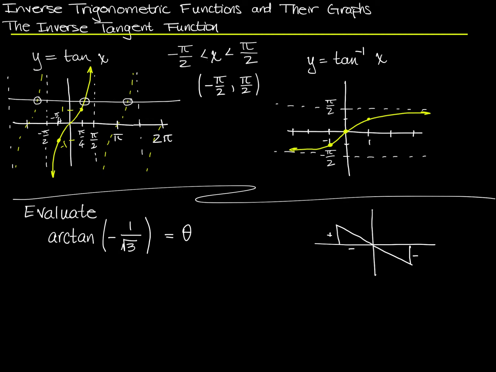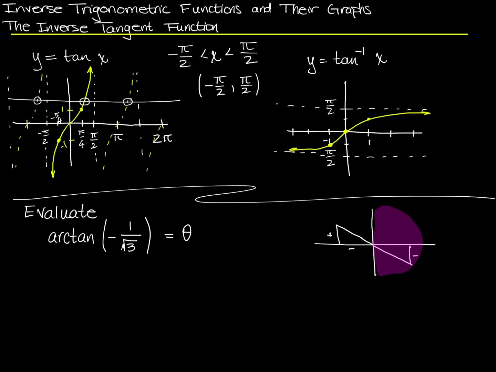The thing is, we are only allowed to play with arctangent in quadrants 4 and 1, much like sine. The difference here is I can't let my angle be either negative pi over 2 or pi over 2, so I can't go all the way out to the extremes, but everything between those two values. So that tells me that I am not going to be using the angle in quadrant 2. I'm going to be using the angle in quadrant 4 to answer this question.